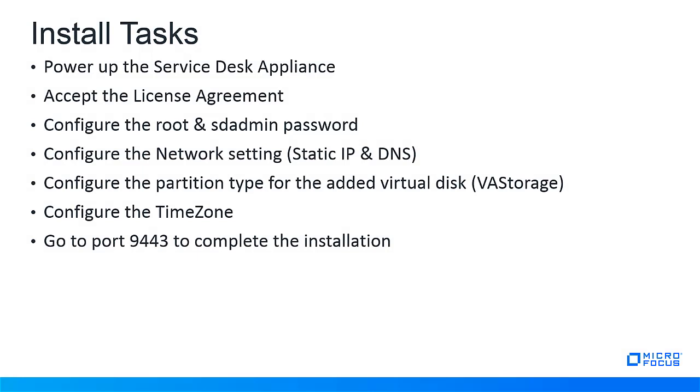The install tasks would be to power up the Service Desk appliance, accept the license agreement, configure the root and SD-admin passwords. Root is a little obvious, but SD-admin is a Service Desk admin that logs into the appliance administration console. Configure the network settings, static IPs and DNS. Configure the partition type for added virtual disks, the VA storage. Configure the time zone, and then go to port 9443 to complete the installation. And we'll cover that in a demonstration.